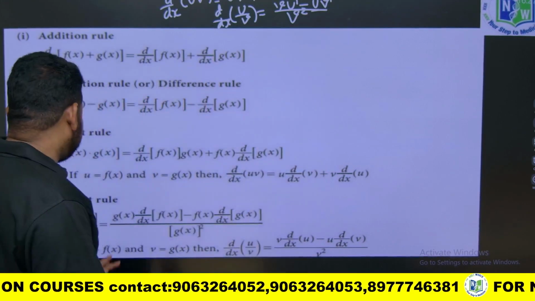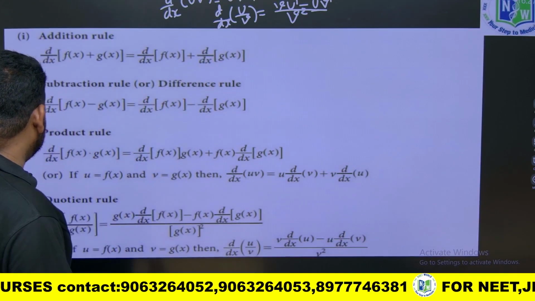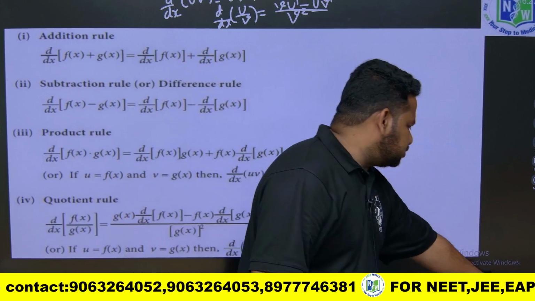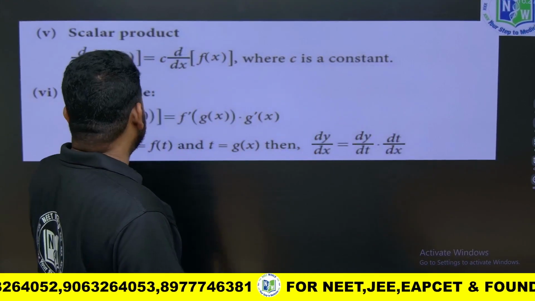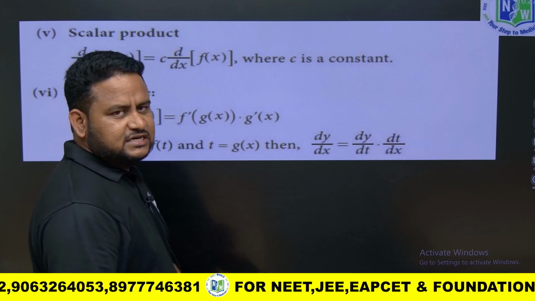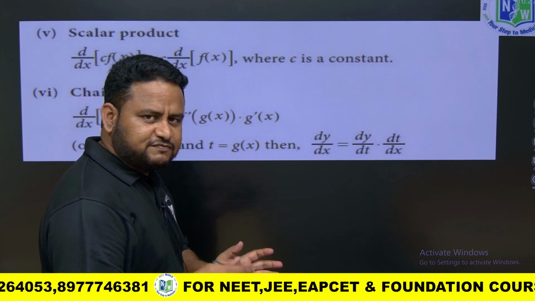This is the product rule and the quotient rule. This you must be knowing. Next is the scalar product rule, which means whatever constant is there inside will come out. Next, chain rule means it is a function within a function.